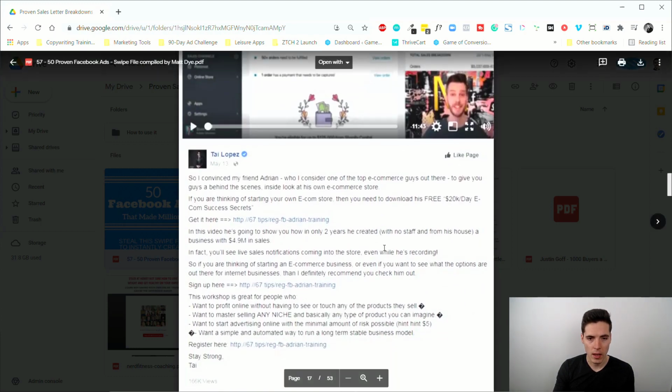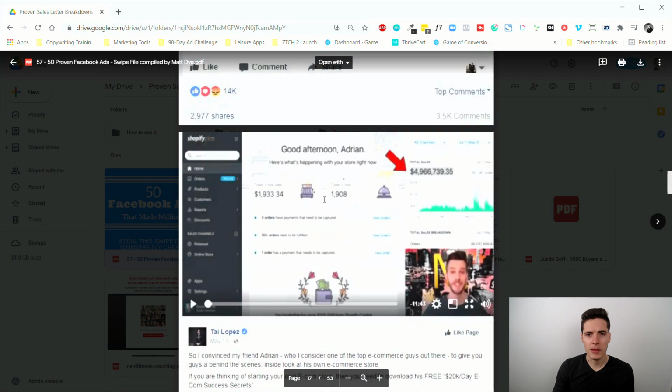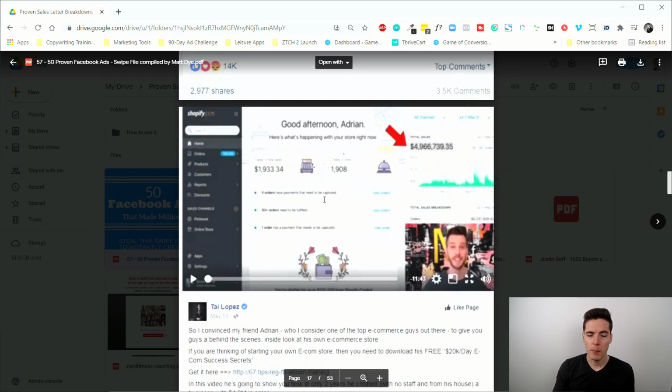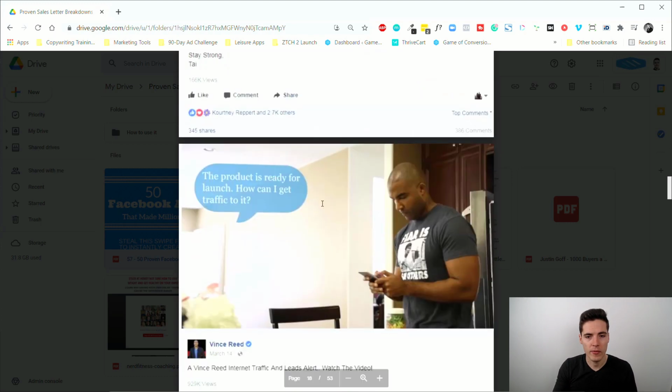67 steps. Okay, so we have a bunch of other proof elements here. I like this. It's something different. It's not story based, but it makes everything so real, so tangible, and that's why it's super effective.